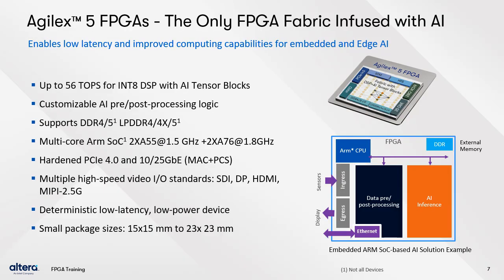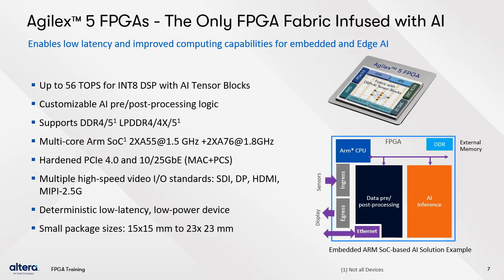Agilex 5 FPGAs are the only FPGA fabric infused with AI. Built on Intel 7 technology, Agilex 5E series FPGAs deliver superior power-efficient performance at 1.6x better performance per watt compared to the competing 16nm FPGAs, and have the first asymmetric ARM application processor cluster to deliver better HPS energy efficiency.